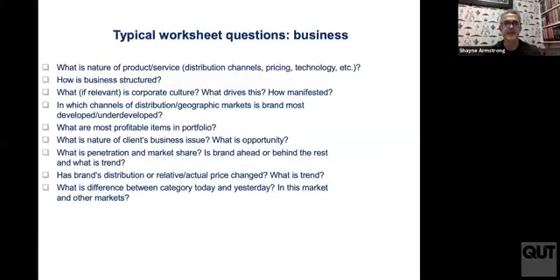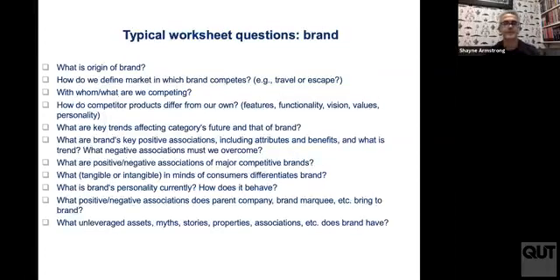I won't read through all of these. I'll just give you a couple of examples. We've got a lot to get through, so you can read through these in your own time, but it's a checklist you can use, if you like, for doing an in-depth survey of the brand to distill it down for your assignment. So we've got the typical worksheet questions for the business. What is the nature of the product or the service? How is the business structured? What's their corporate culture? What drives it? How is it manifested? In which channels of distribution or geographic markets is the brand most developed or underdeveloped? What are the most profitable items in their brand line or portfolio?